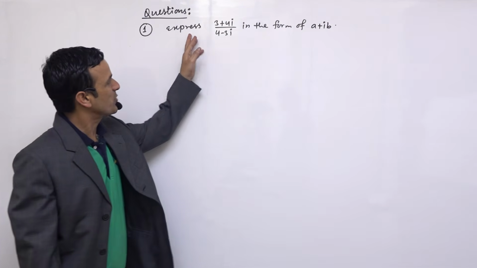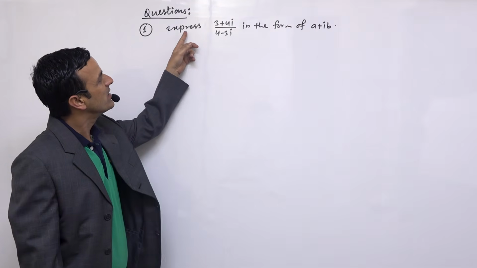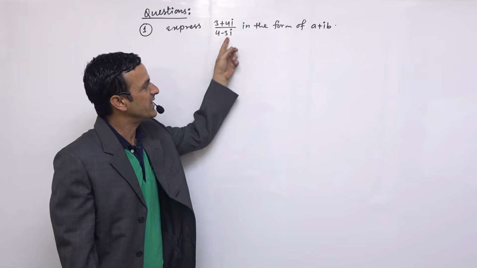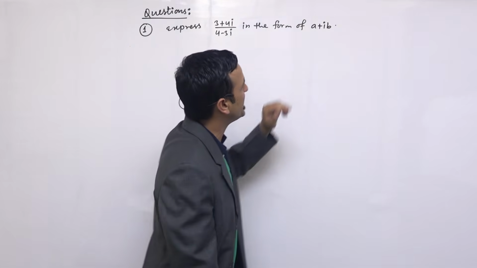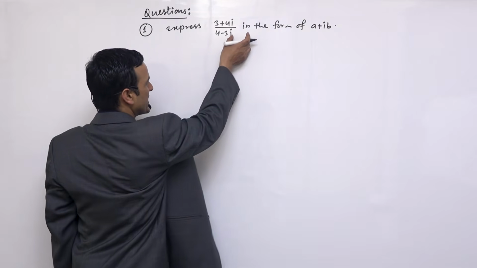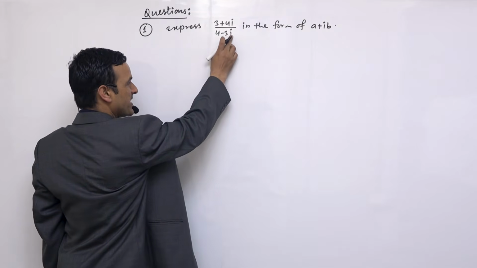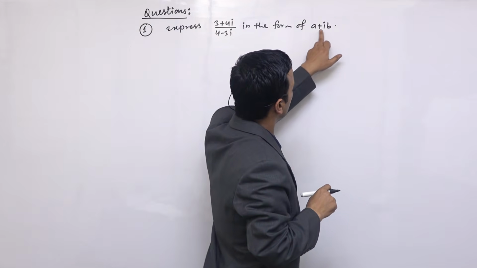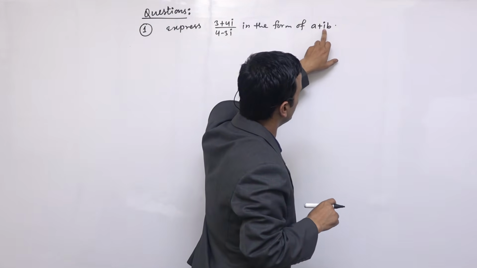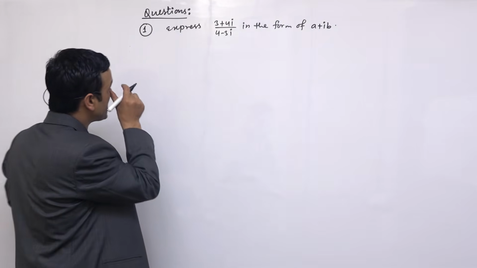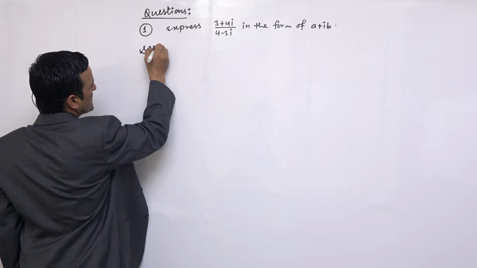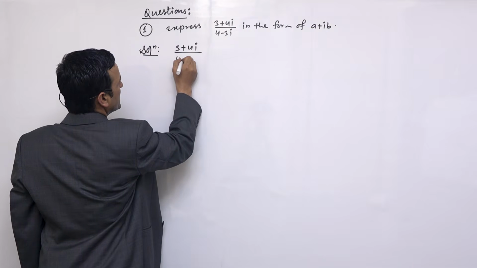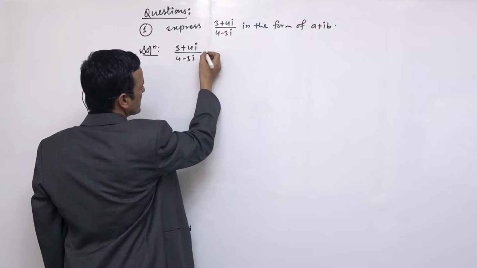So this is the question related to complex numbers. Express 3 plus 4i upon 4 minus 3i in the form of a plus ib. So here is i also, here is i also. So remove i from the denominator, then we are able to convert this number into a plus ib. So let's write like this. To solve this we have to use the conjugate.